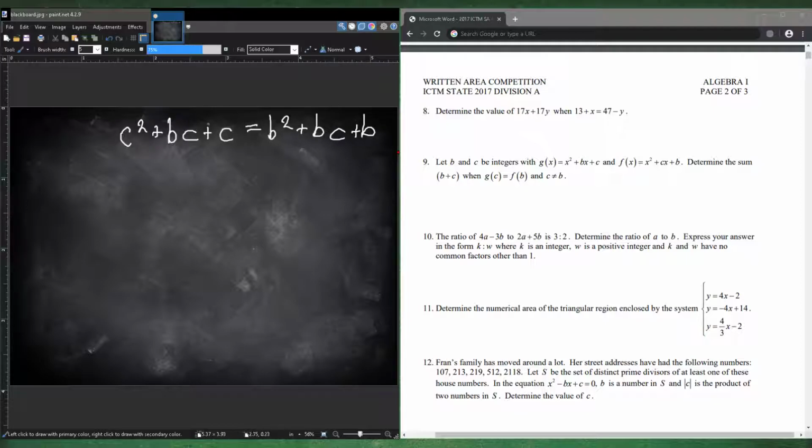Okay, so what terms do we see the same? bc, so let's cancel those out. And let's put the squares on one side. So it's going to be c squared minus b squared is equal to, and then we move the linear terms to the other side, so b minus c, right? So move this one here, move that one over there.